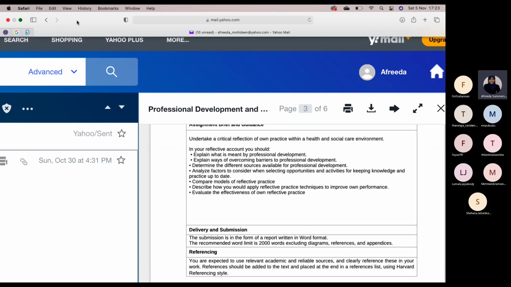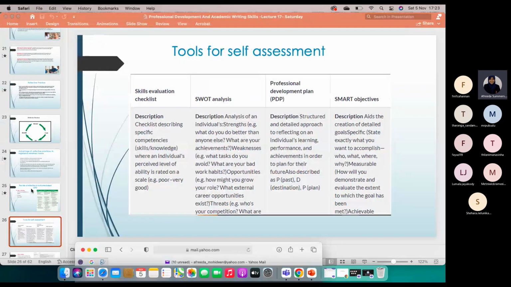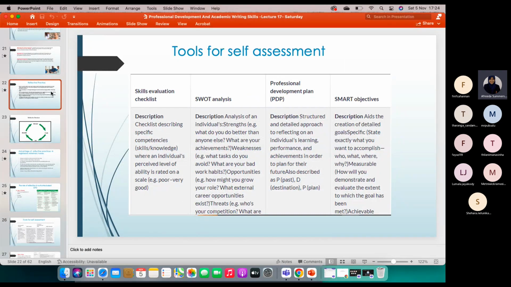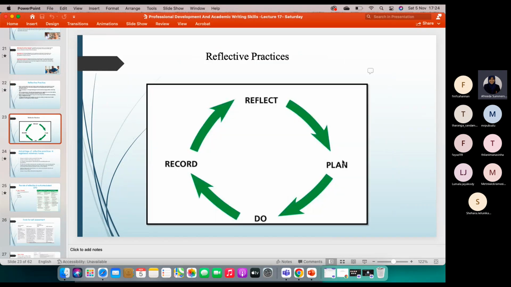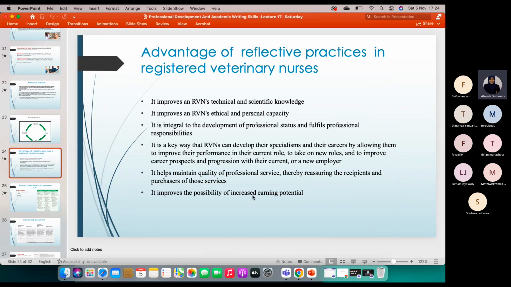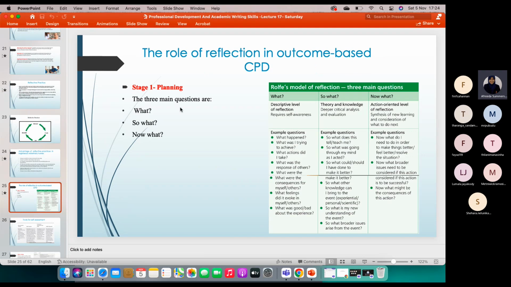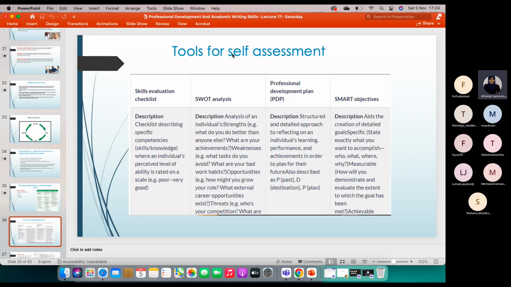So for that, students, you can use this slide, tools for self-assessment. You can start from reflective practices. You can talk about these 4 points, and also the advantages of reflective practices. And then you can talk about the stages. It has planning. In that planning, what are the questions you could ask, and these are the tools that you can use. All those things you can talk about.